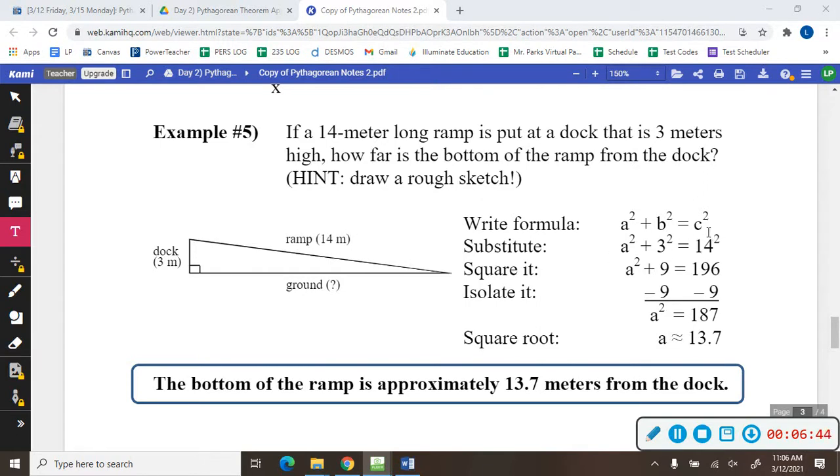And so we know the hypotenuse, which is 14. That's why they put 14 squared. And then we're trying to find 3 squared plus what squared is 14 squared. And they chose to pick A as the variable. So 3 squared is 9, 14 squared is 196. Subtract 9 from both sides, that's 187. Take the square root, that's 13.7. So I would say the bottom of this ramp is about 13.7 meters from the dock.